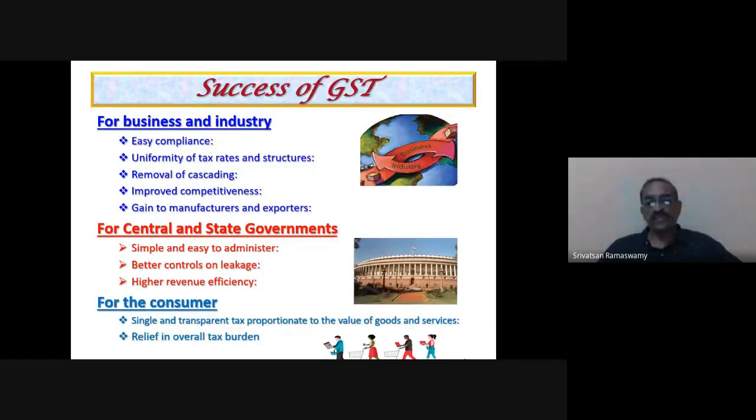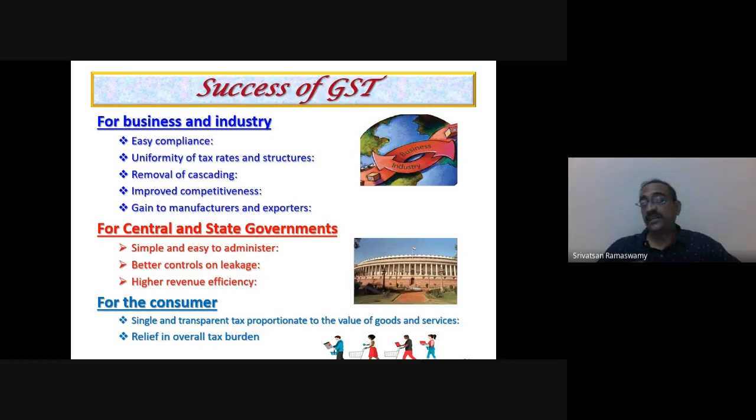For consumers, a single and transparent tax proportionate to the value of the goods and services. Now we know what the value is, we know what the rate is, and what our liability is going to be. It is not only for a particular state, it has been harmonized across all states. Whatever the transaction with reference to any goods or services, wherever it happens, from Leh to Kanyakumari or from Gujarat to Meghalaya, it is going to be common. So that's precisely what is called one nation, one tax.